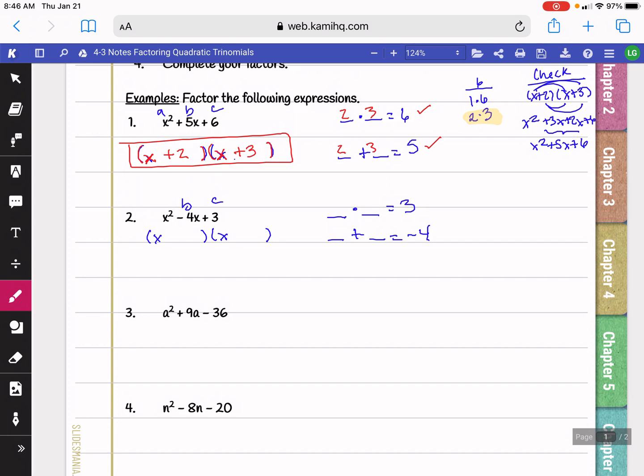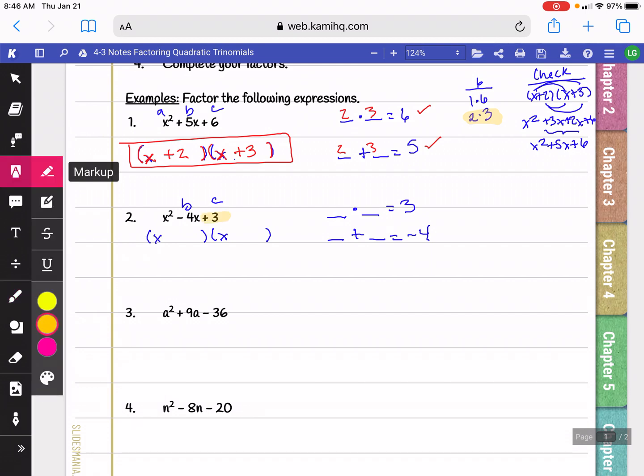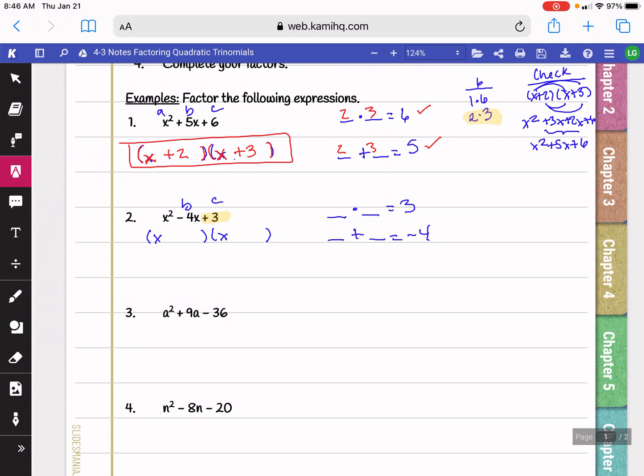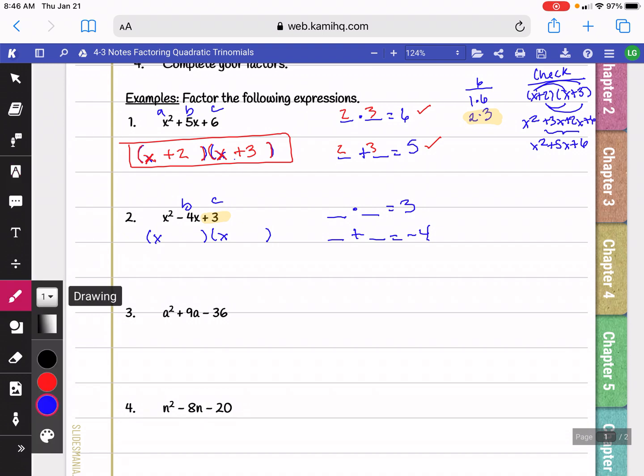Now, I'm going to show you something that I want you to remember. If you look at the sign of the c, if the sign of c is positive, that means both your numbers are going to have the same sign. So here, since we see a positive in the product and a negative in the middle term, both our numbers are going to have to be negative. Okay? So now I'm going to make a list of numbers that multiply to 3. The only numbers that would work would be 1 times 3. So I'm going to go ahead and put 1 and 3 in my factors.